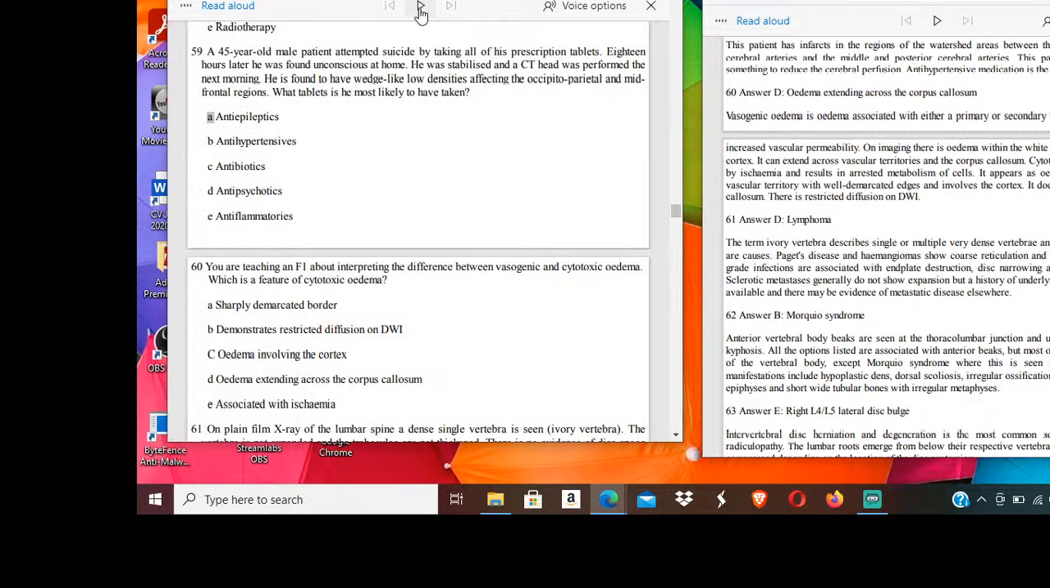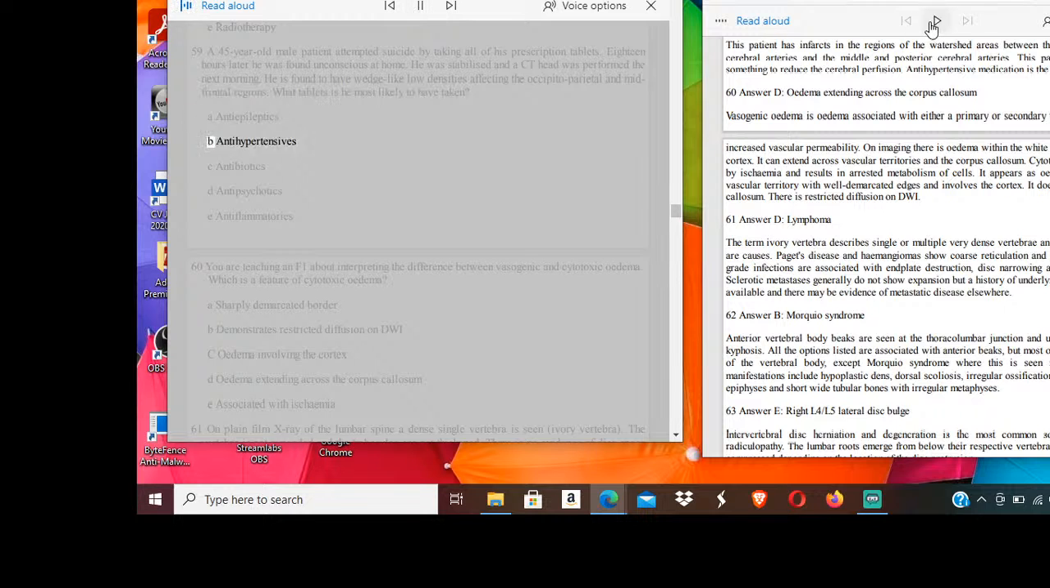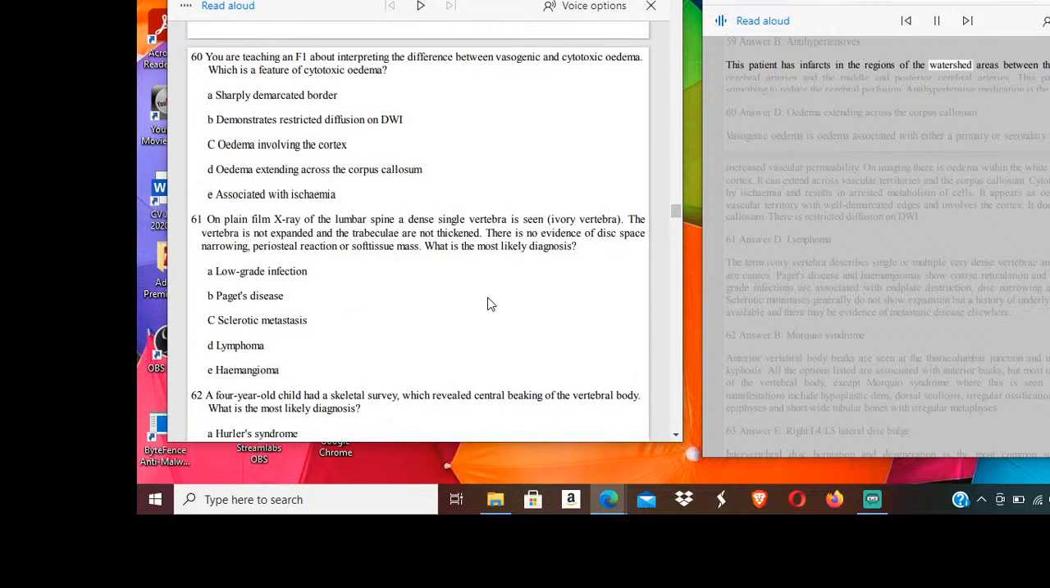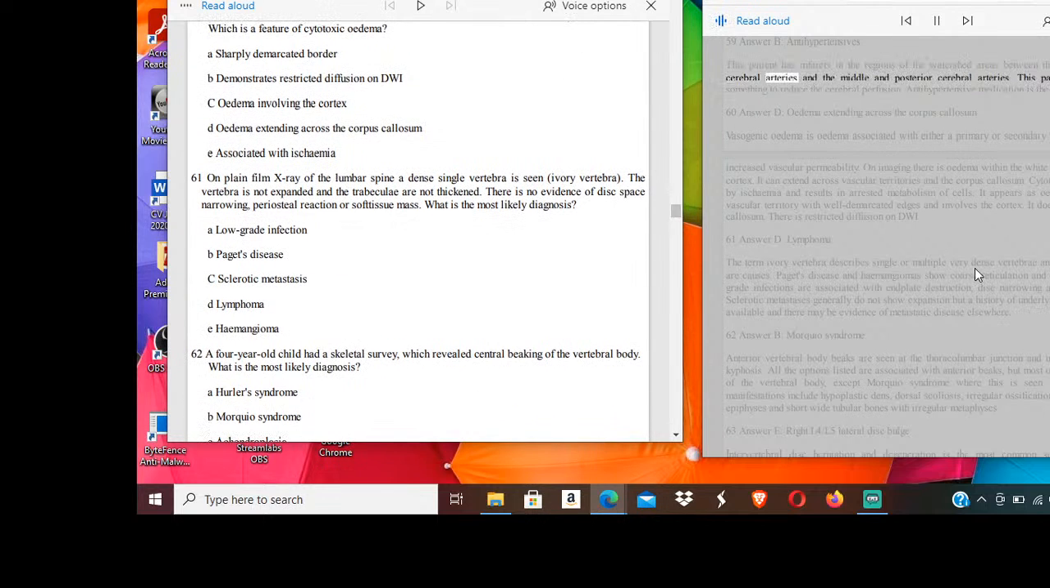A. Antiepileptics. B. Antihypertensive. 59. Answer B. Antihypertensives. This patient has infarcts in the regions of the watershed areas between the anterior and middle cerebral arteries and the middle and posterior cerebral arteries.